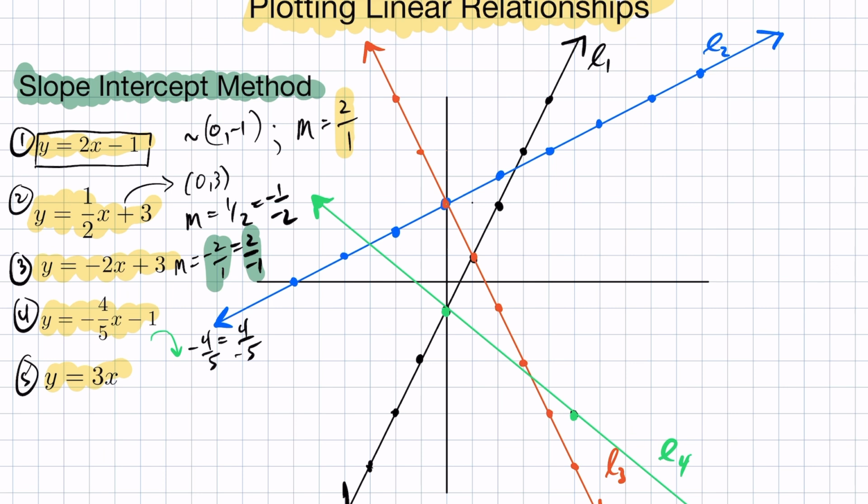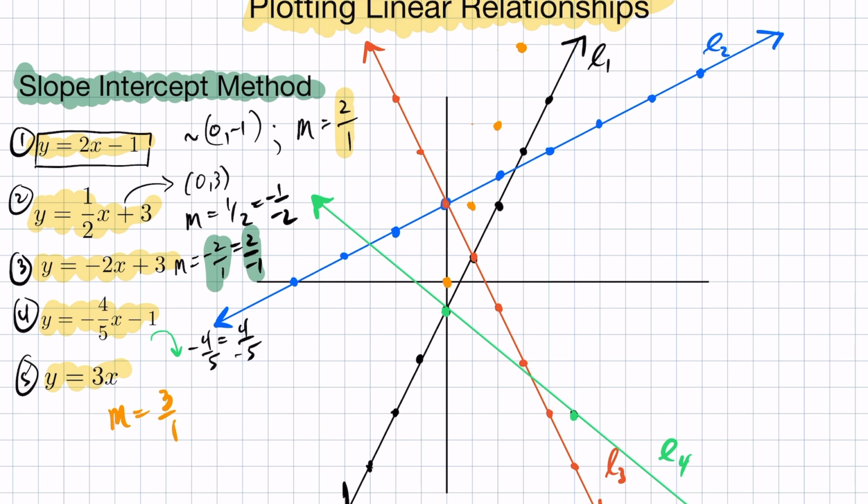For the very last one here, now our y-intercept is going to be 0, so I start at the origin. You can see here that the slope of this line is 3 over 1. So I'm going to go up 3 units, over 1, plot a point, up 3 units, over 1, plot a point, up 3 units, over 1, plot a point.